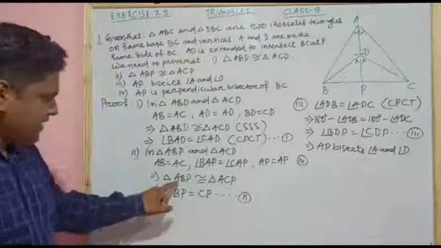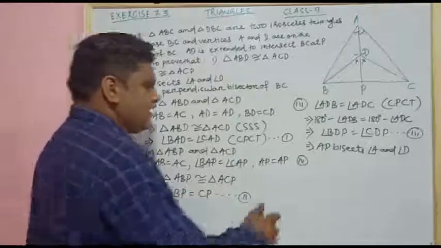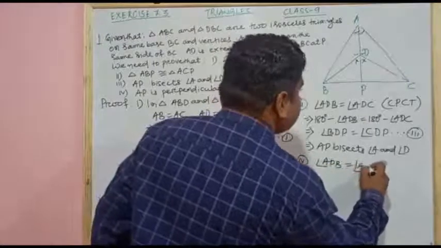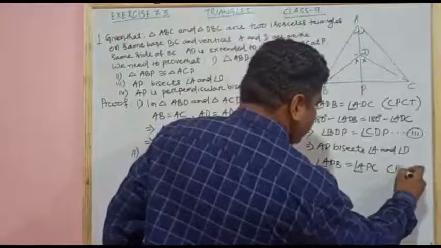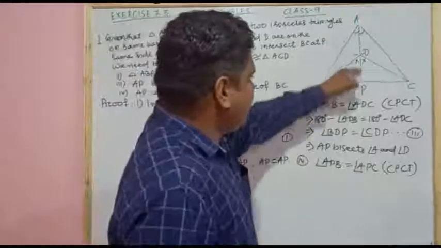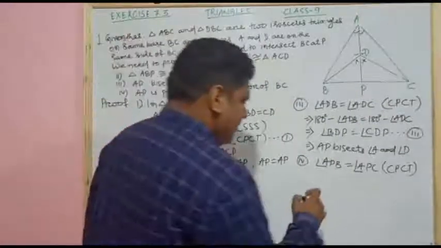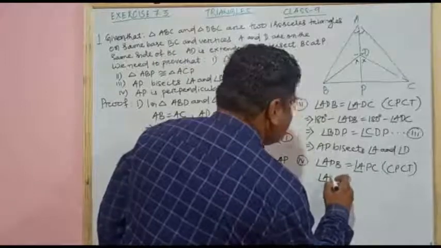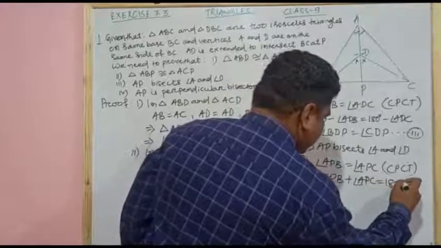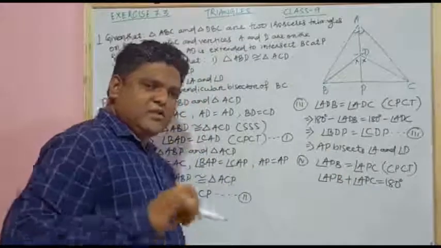We have proved that triangle ABP and triangle CBP are congruent. From here we can write angle APB is equal to angle APC by corresponding parts of congruent triangles from second bit. And we know that APB and APC, both the angles are a linear pair of angles, and APB plus APC is equal to 180 degrees. Both are equal and the sum of both these angles is 180 degrees, so each one must be 90 degrees.